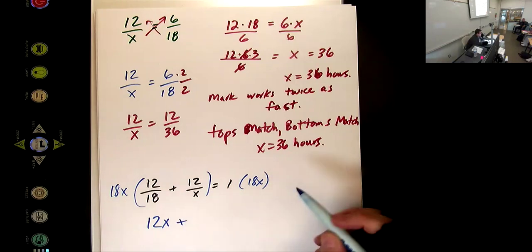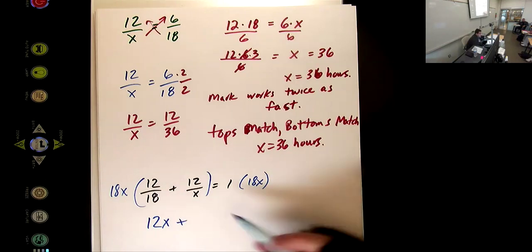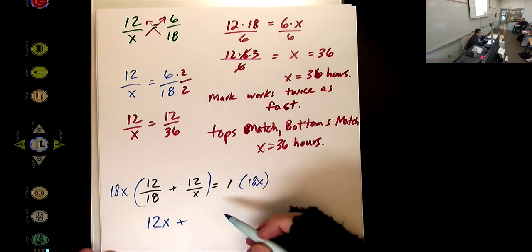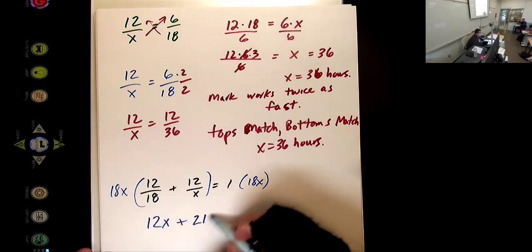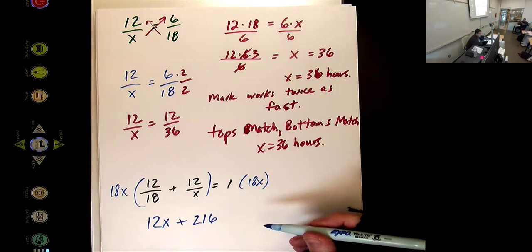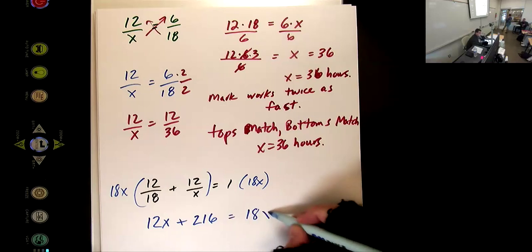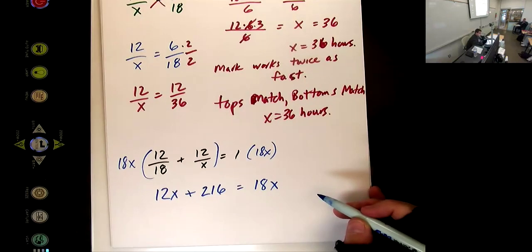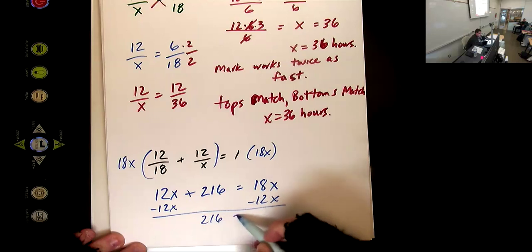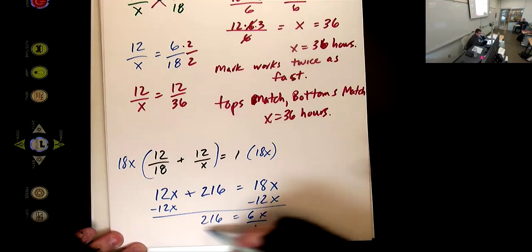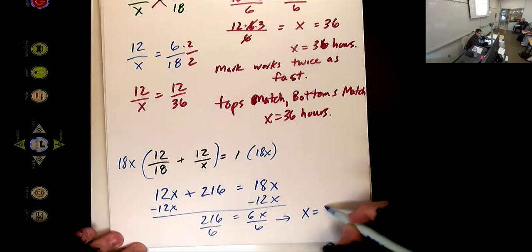What about on the next one? 12 times 18. What is that? Let's see, if I did 12 times 20, it would be 240. Subtract out a couple 12s. Subtract out 24, 216. Equals, the right side is 18x. So I can get all my x's on one side. Divide by 6. x equals 36 hours again.